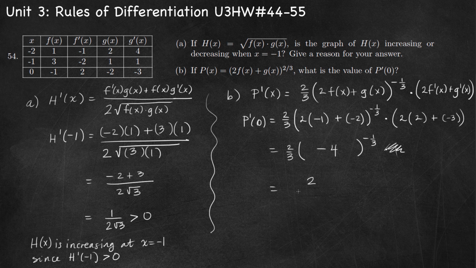So I have a 2 on the top, I have a 3 on the bottom. The negative 4 to the negative 1/3, I'm going to move to the bottom and make it negative 4 to the 1/3. So negative 4 to the 1/3 is the cube root of negative 4. So this isn't really going to simplify very nicely, but we can say 2 over 3 times the cube root of negative 4.